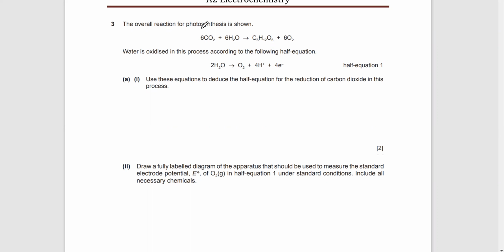So the question is: the overall reaction for photosynthesis is shown. And they're asking what is oxidized in the process according to the following half equation. Use the equation to deduce the half equation for the reduction of carbon dioxide in this process. So this is what is happening now. Electrolysis. What does he mean by the half equation? He is talking about a half equation for the reduction of carbon dioxide.